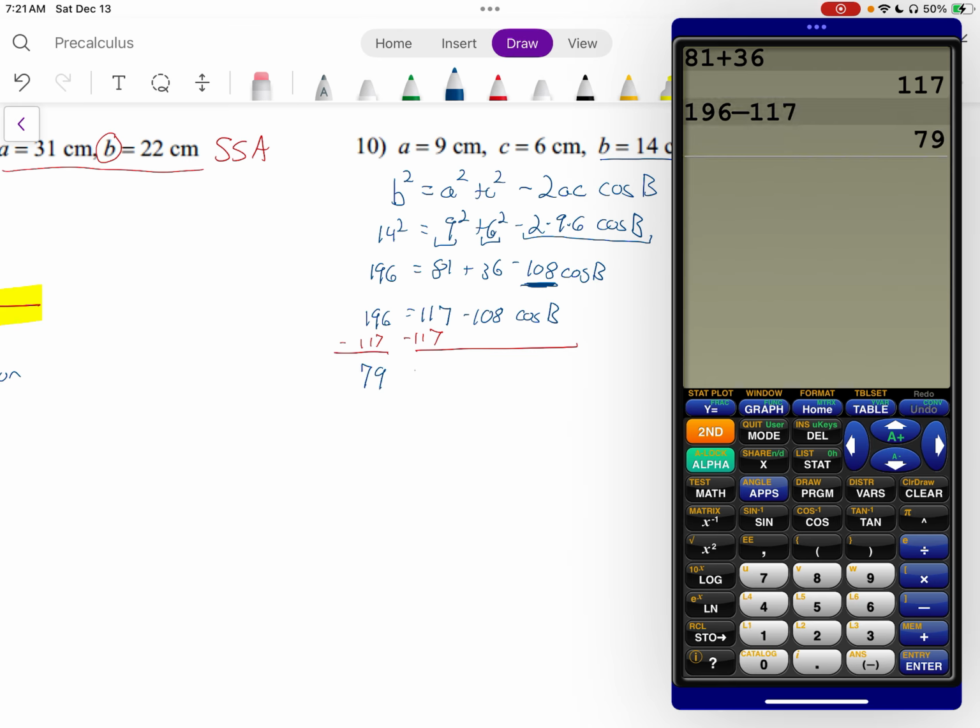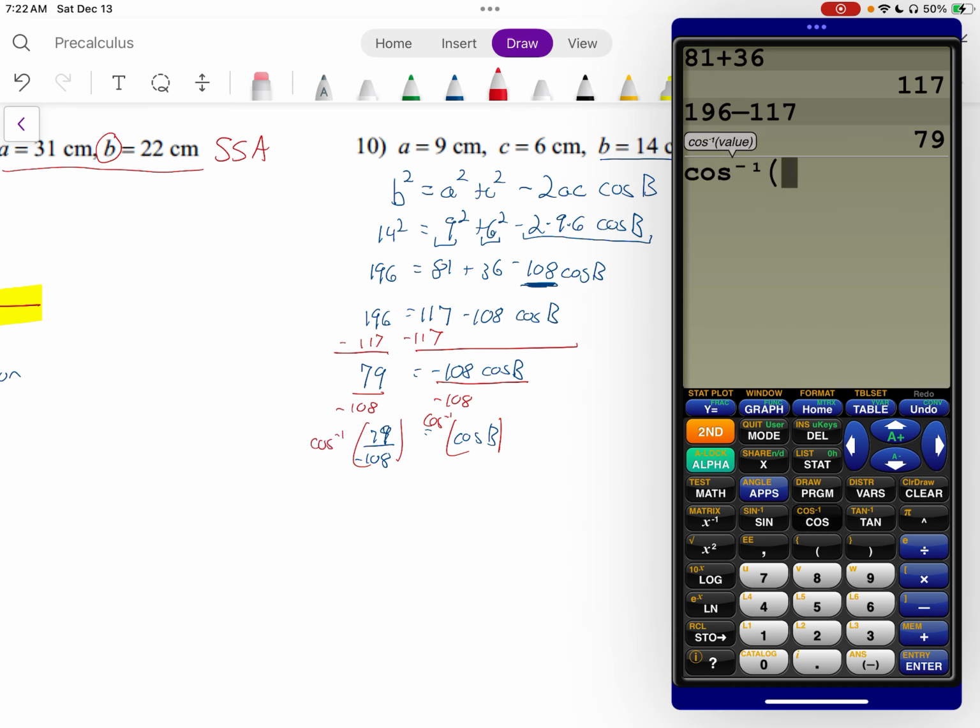79 equals negative 108 cosine of B. Divide by negative 108. We get cosine of B. We can just write this 79 over negative 108. And then we take the inverse cosine of both sides to get B by itself.